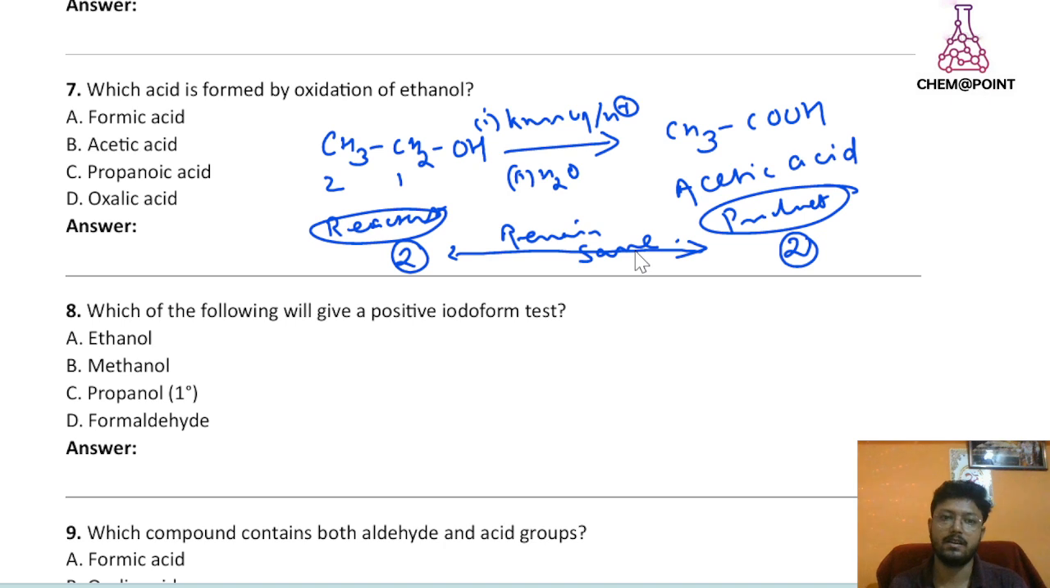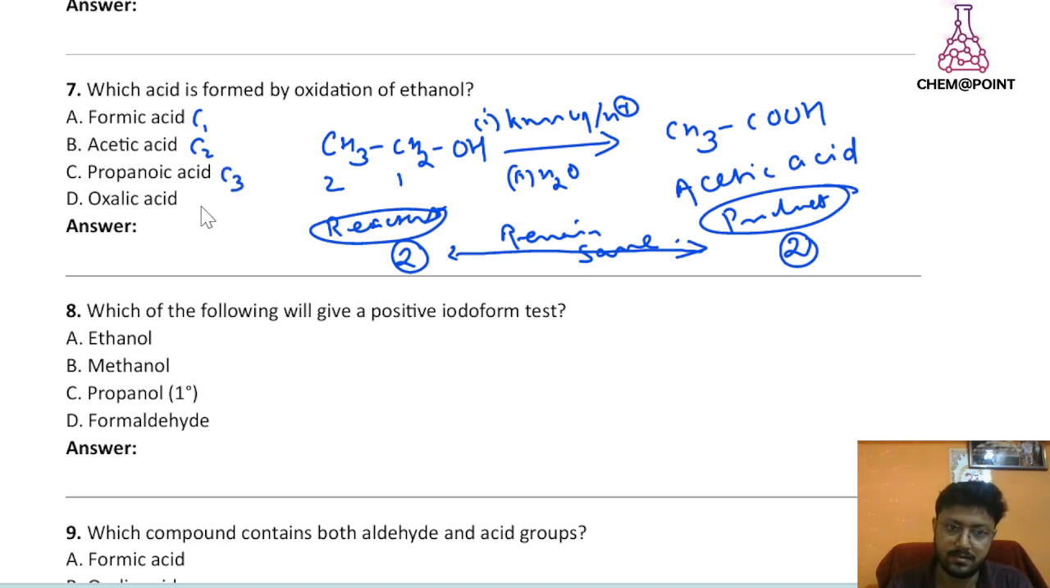Remain same. By using an oxidizing agent or reducing agent, the carbon number is not increased. In formic acid, the carbon number is 1. Acetic acid, carbon number 2. Propanoic acid, carbon number 3.